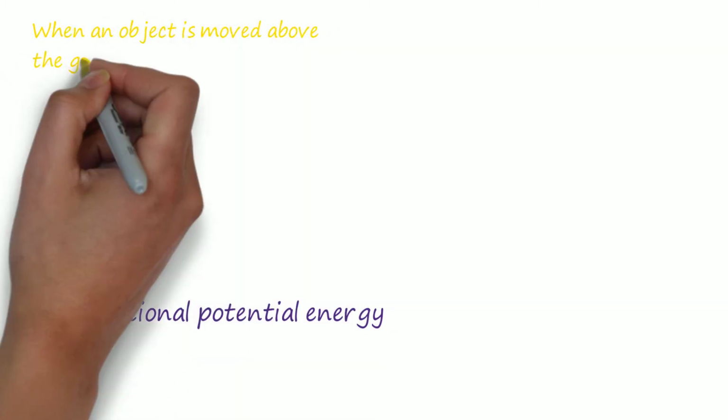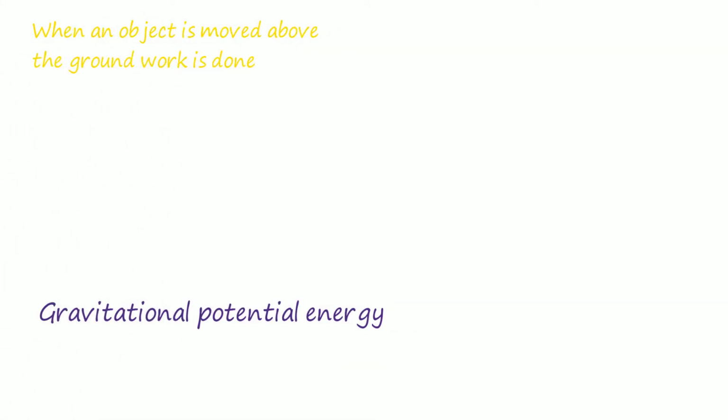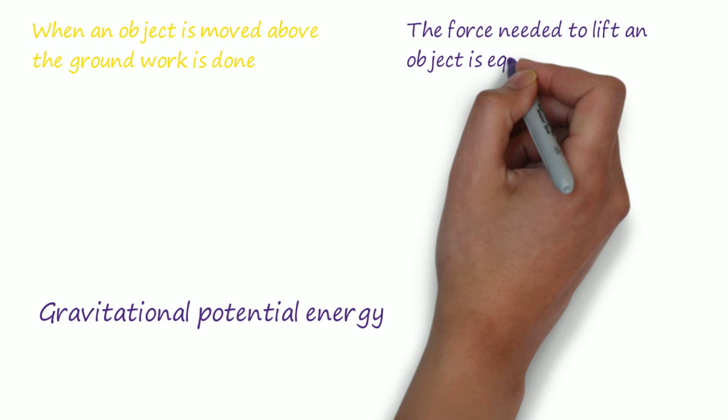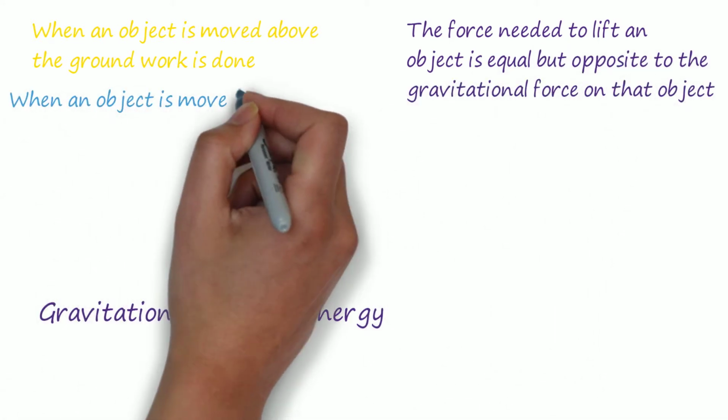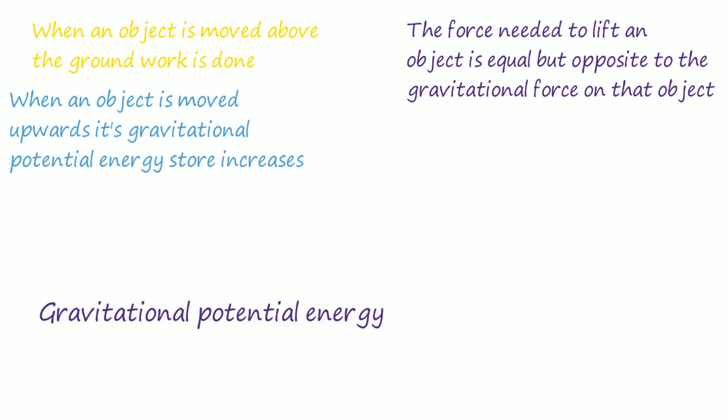Moving on to gravitational potential energy stores, or GPE, every time you lift an object above the ground you do work. Your muscles transfer chemical energy store into gravitational potential energy store. The force you need to lift an object is equal but opposite to the gravitational force on the object, provided the velocity is constant. The gravitational force is known as the object's weight.